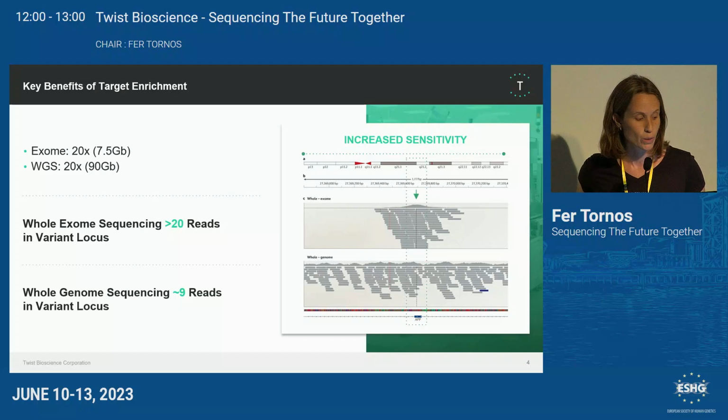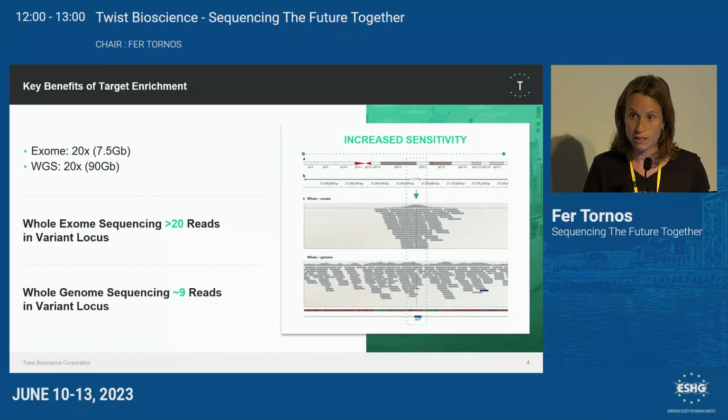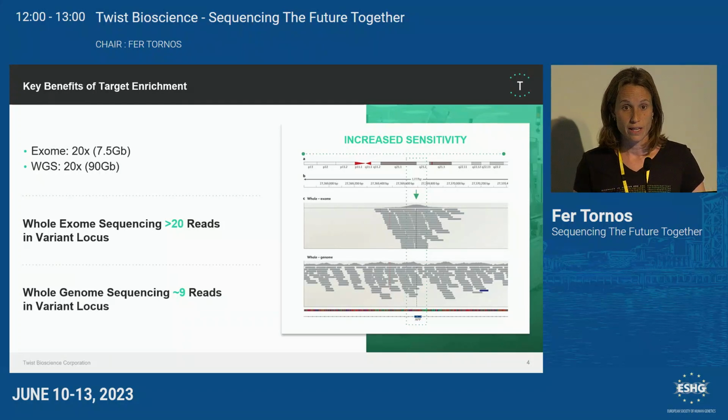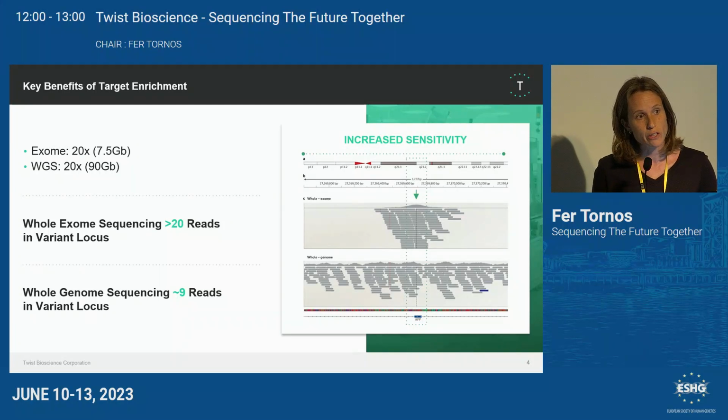And what that means is that with all that data that you are saving, you can just add more samples. This is going to be key, as I said, for cost savings, but also for some applications where you're looking for very low frequency variants, like, for instance, if you're in the cancer field. It's really going to be a limiting factor to have a lot of reads, and enrichment will allow you to get this.